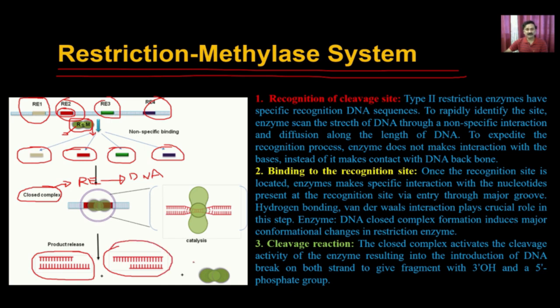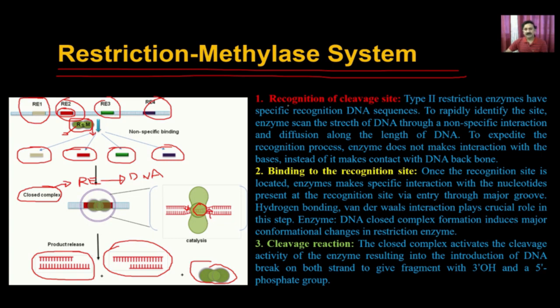And once this happens, the enzyme is going to be released, which means once the closed complex is formed, you see that the restriction enzyme has actually bound the DNA, and now the DNA is bending because it is binding through the major groove, and that's how the DNA is going to be cleaved at multiple places, and that's how it is actually going to release.